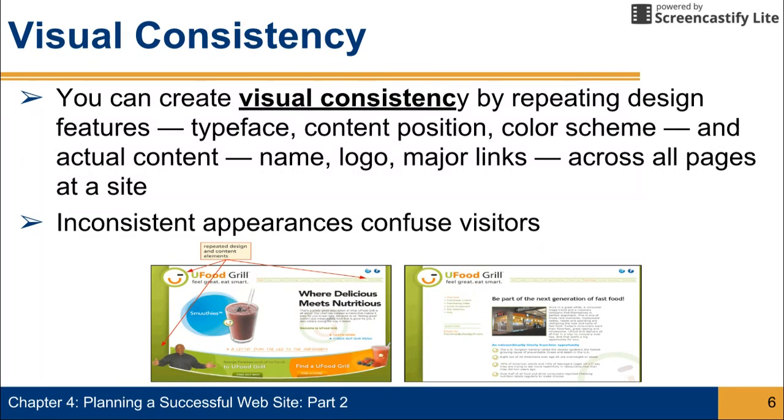So remember, to promote unity and maintain visual identity across pages, you want to use visual consistency when choosing color and typeface and when positioning content across all pages at your site. You can create this visual consistency by repeating design features such as typeface, content position, color scheme, and actual content like the name, the logo, and your major links across all pages at a site. Inconsistent use of this confuses visitors.